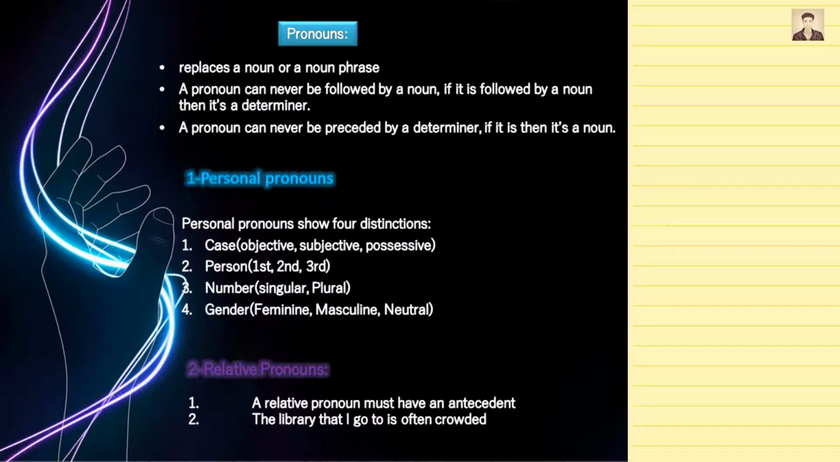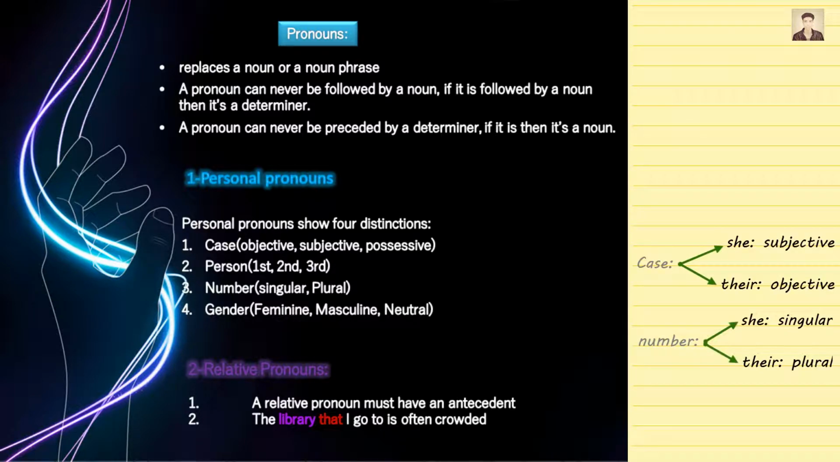Personal pronouns. Personal pronouns show four distinctions: first, case: objective, subjective, possessive. Second, person: first person, second person, third person. Third, number: singular, plural. Fourth, gender: feminine, masculine, neutral. In the exam we will be asked to give distinctions between some pronouns. We have to do them as follows. So consider the example.